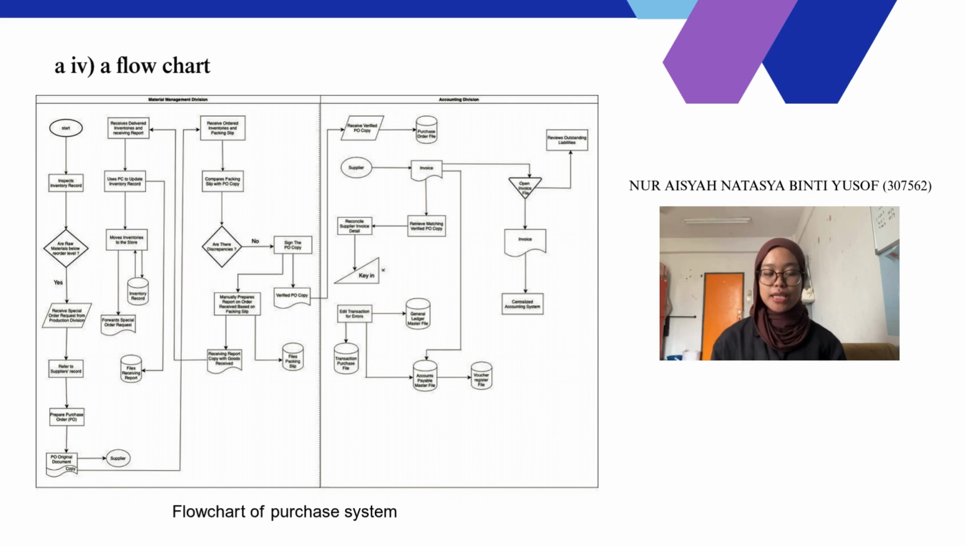Inventory records are updated and inventories are moved to the store. A receiving report is filed and a packing slip is also filed. The division also handles special production orders received from the production division by forwarding a special order request.